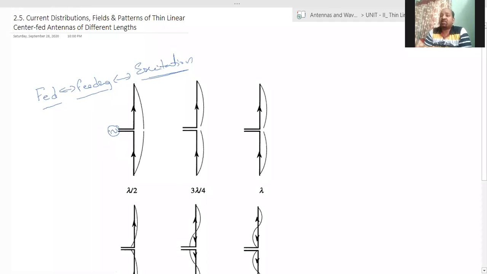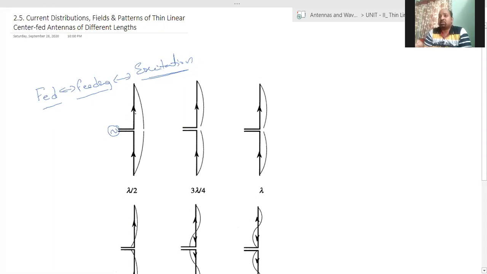Center fed means the input is applied exactly at the center of the antenna. So here you can see the dipole, and the excitation is applied exactly at the center. That is called a center fed antenna.